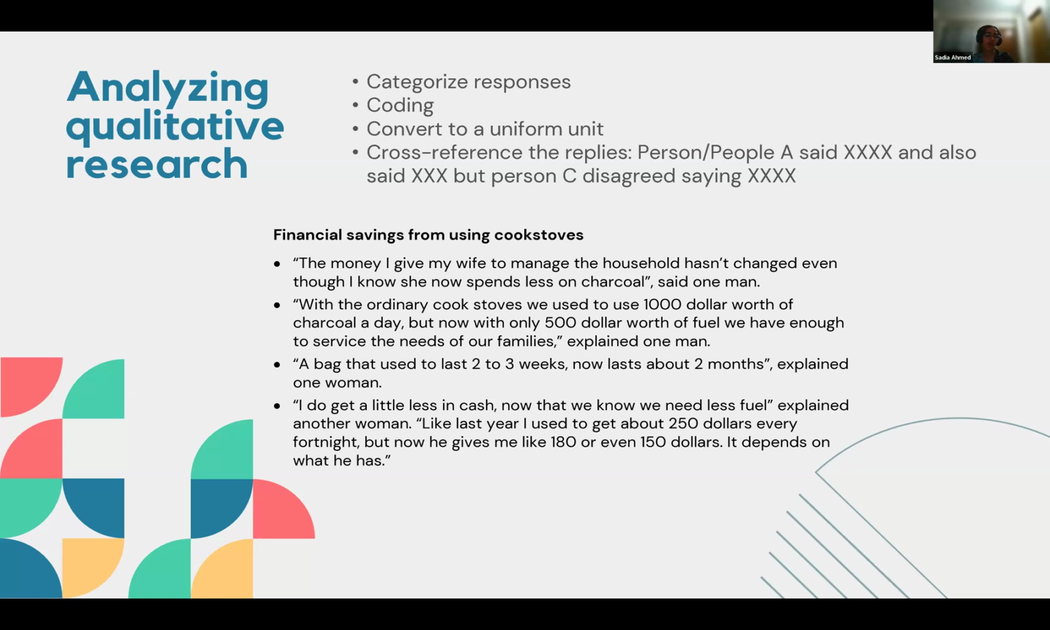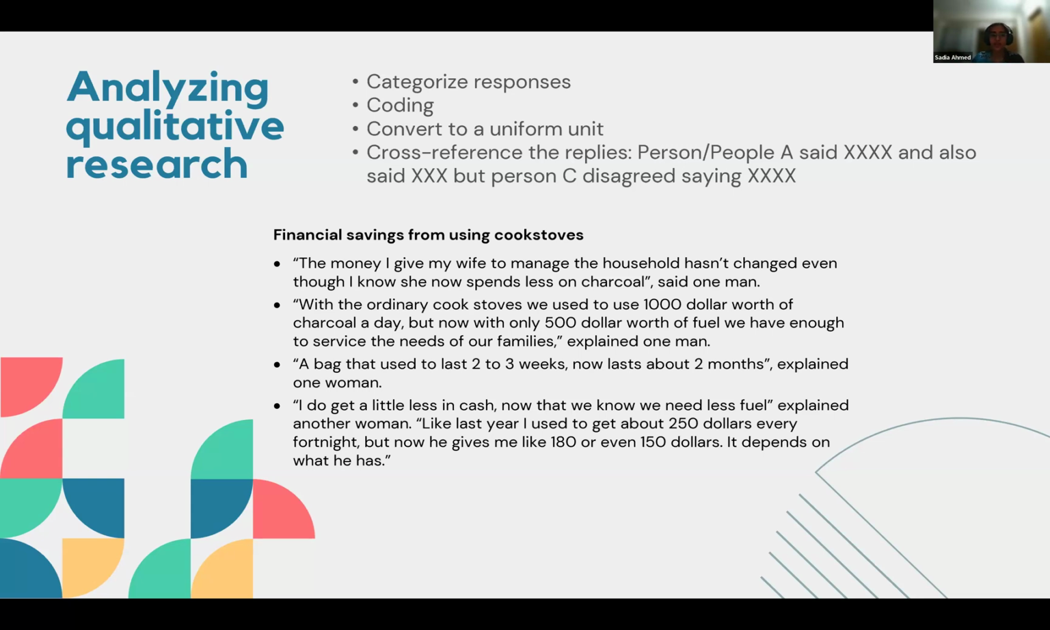But when you look at the last response, where she says she gets a little bit less cash, we now know that although there's a saving in the household and the household uses less money for charcoal, it doesn't necessarily go to the women in this case. So you can see that there's a variety of responses. Now, this could be a reason why all the participants don't benefit. So it gives you an idea about why things are different. So it's cross-referencing the responses from person to person that gives you an idea about what happens.